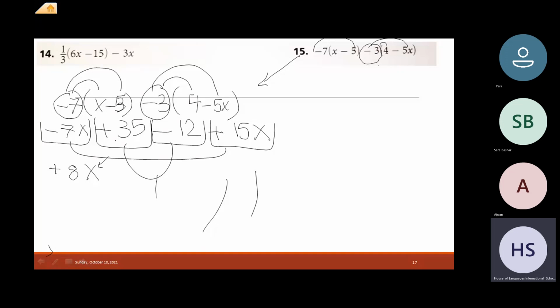Combine the like terms. Negative 7 plus 15. What is the sign of 15? Plus. Because here we have different signs. I subtract them and I take the greater sign. If we have different signs, you have to subtract. Now then, 35 minus 12, sorry, 23. Now then, we just write them together.